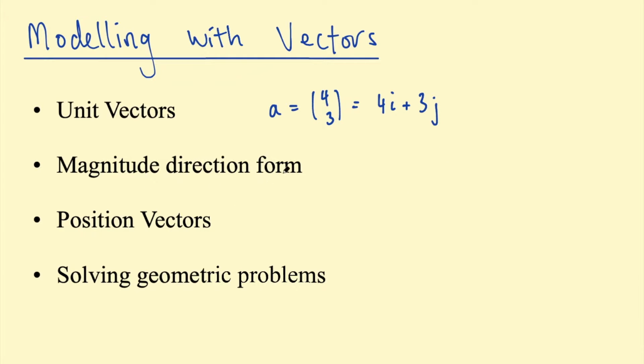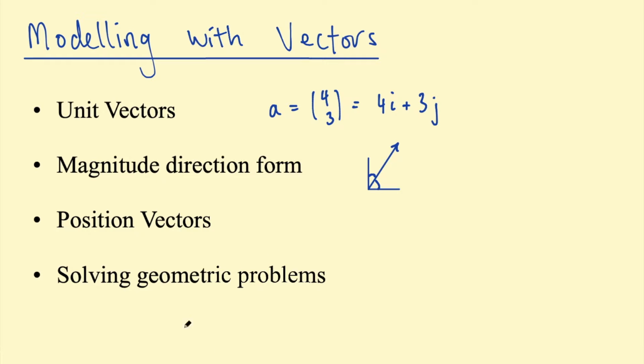We looked at magnitude direction forms, so representing vectors in terms of their size and their direction. So if we had some vector like this, we looked at finding the angle either from the vertical axis or the horizontal axis. We looked at these angles and how you can represent a vector using either of those angles and its size or magnitude. We looked at position vectors, and this involved representing points on a 2D plane in terms of a position vector, so some vector from the origin to that point.